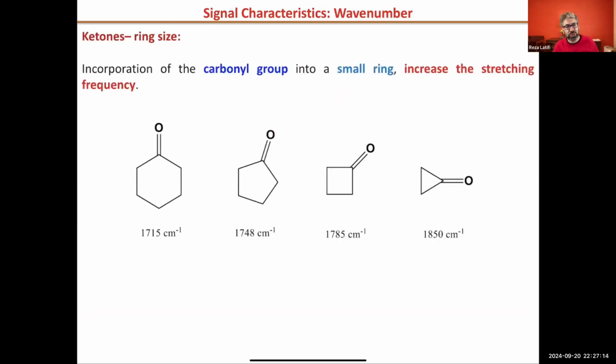Here, I have a ring. The first ring has 6 members. This one, 5, 4, and here, 3. Now, the bond angle for this one is 60. Here, the bond angle is something around 88 or 89. This one is around 108, and here is 109.5.